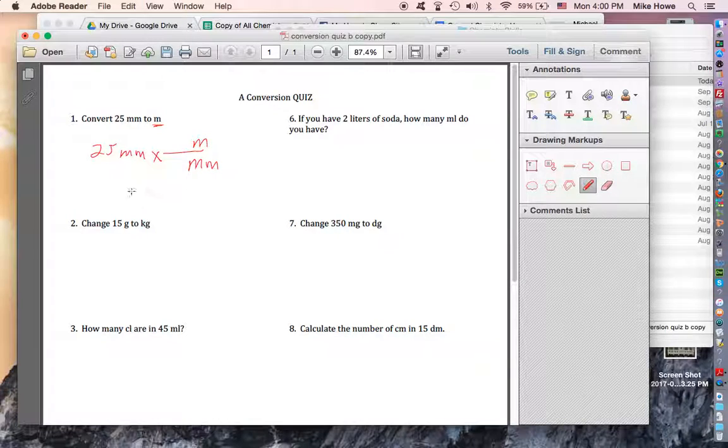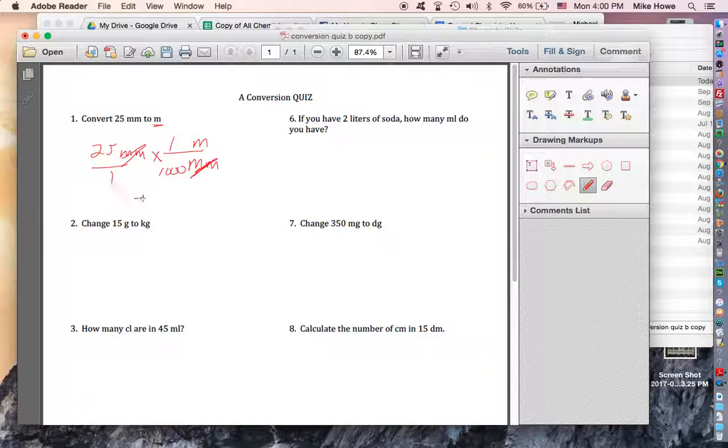So if you look at the millimeters here and there, since these are on the top of the fraction, remember that's over 1, and those are on the bottom, millimeters divided by millimeters are 1, so they cancel out. We have to put the relationship in because the top of this ratio and the bottom of this ratio have to be equal to each other. So 1 meter is 1,000 millimeters.